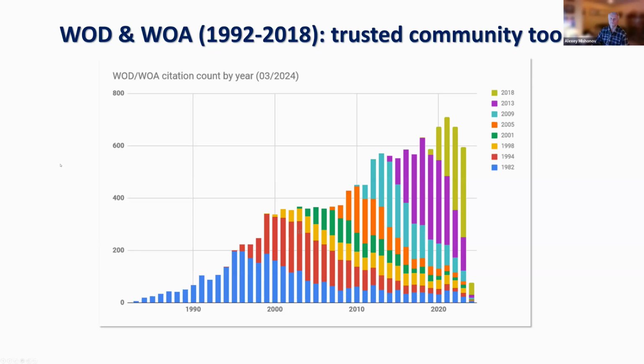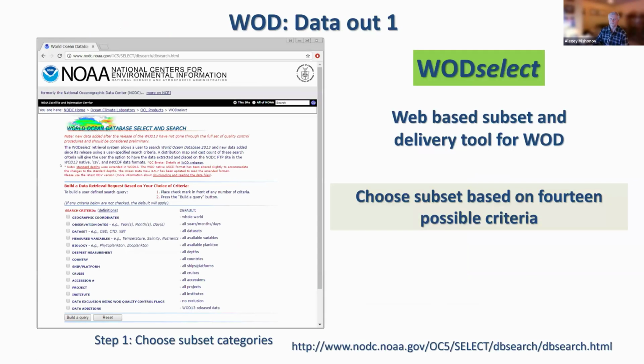So now I will switch to how a person can get the data from the World Ocean Database. I need to underline that this is data in uniform format. They are all together in one place. They are quality controlled. They have quality control flags.